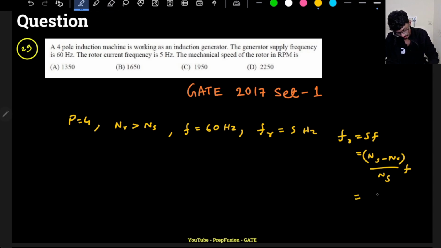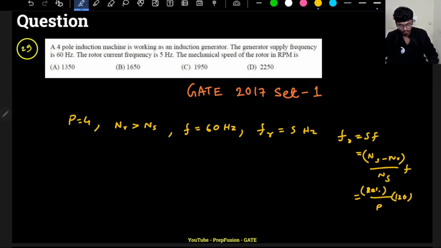What is f by ns? If you remember, 120 f by p was equal to ns. So f by ns will be equal to p by 120. So this will be p by 120, and here it is the relative speed basically between the stator magnetic field and the rotor magnetic field.